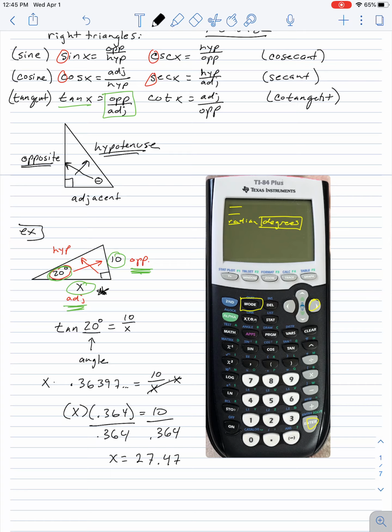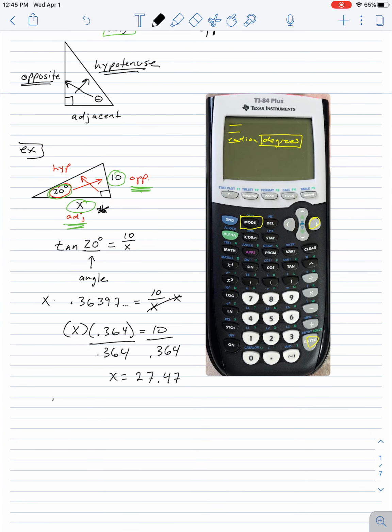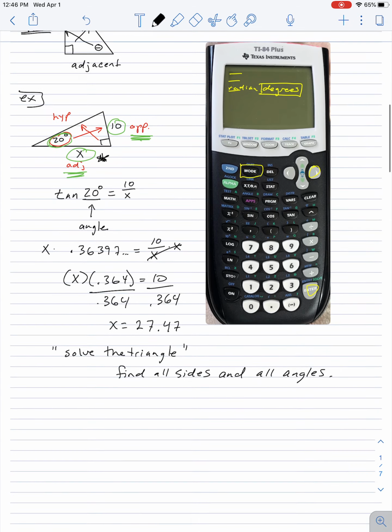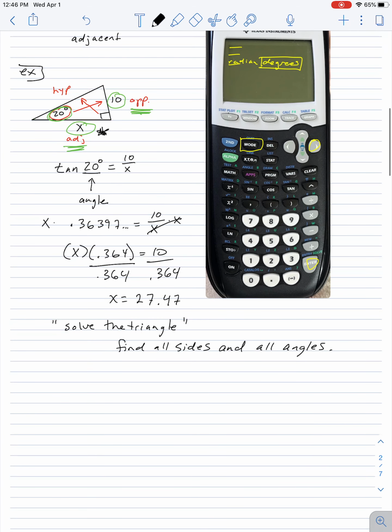Okay. If the problem says in the directions to solve the triangle, what that means is find all sides and all angles. So in the above problem, we just found the adjacent side. If I said solve that triangle, I would also want you to find the hypotenuse. Okay, so let's take a look at how you would do that.